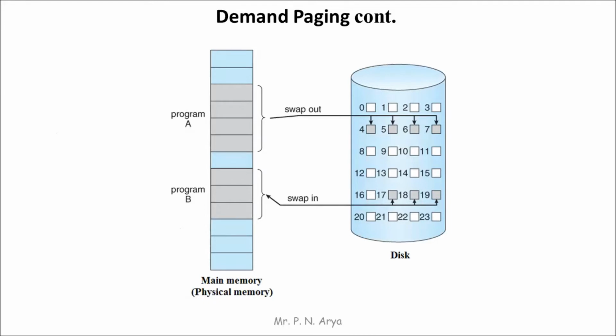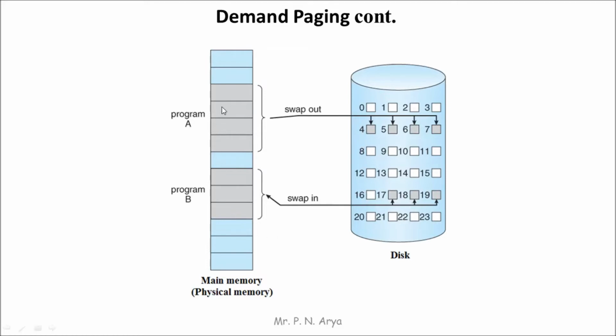So how is demand paging performed? Here we have program A and program B. Program A uses pages 4, 5, 6, 7. So pages 4, 5, 6 will swap out. Swap out means pages are moved from main memory to the disk, and swap in means the page will be loaded from disk to the main memory.